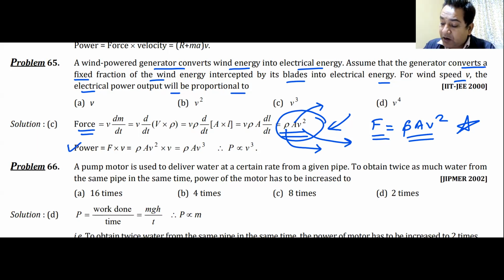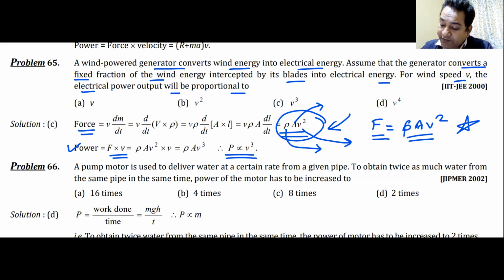I have to find out power. Power is simply F multiplied by V. We are talking about instantaneous power here. So you multiply it by V, you will have power proportional to V cubed. And that is how this question is done. I hope it is clear.